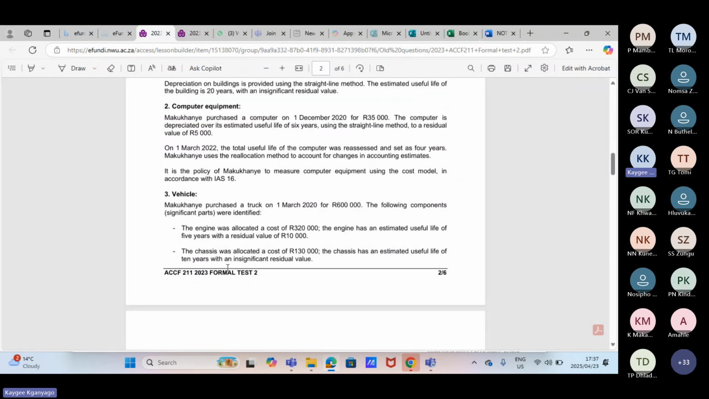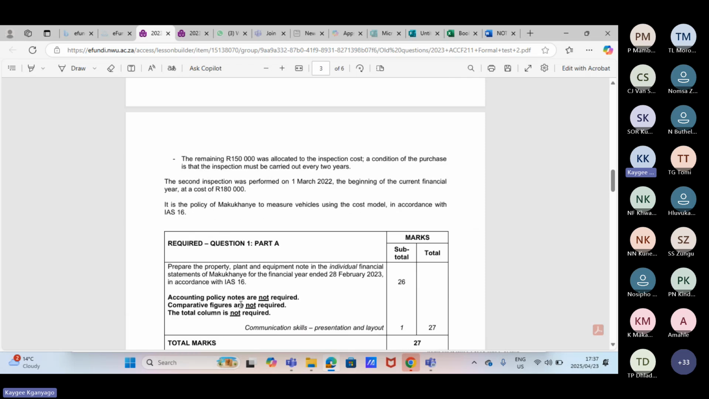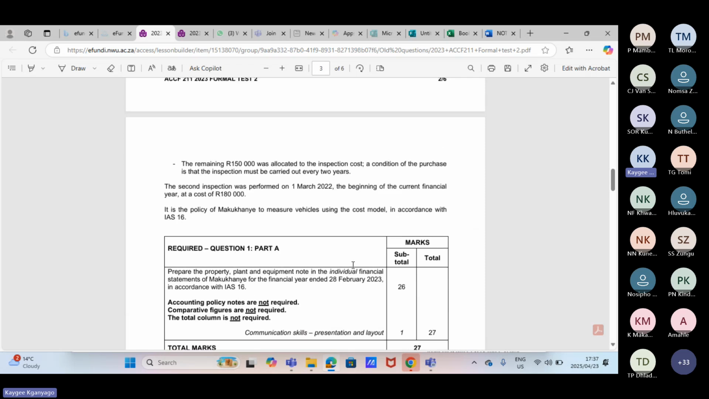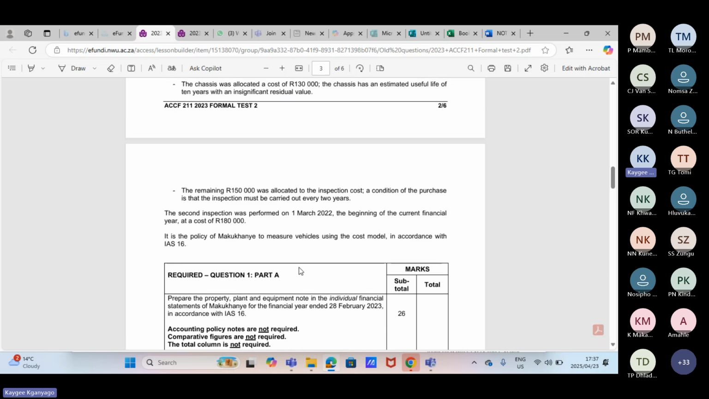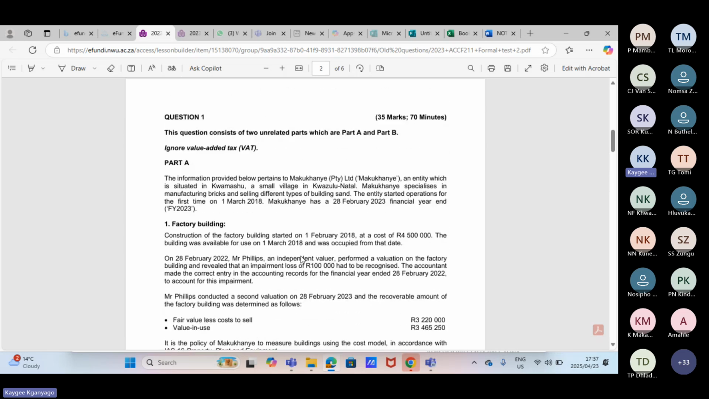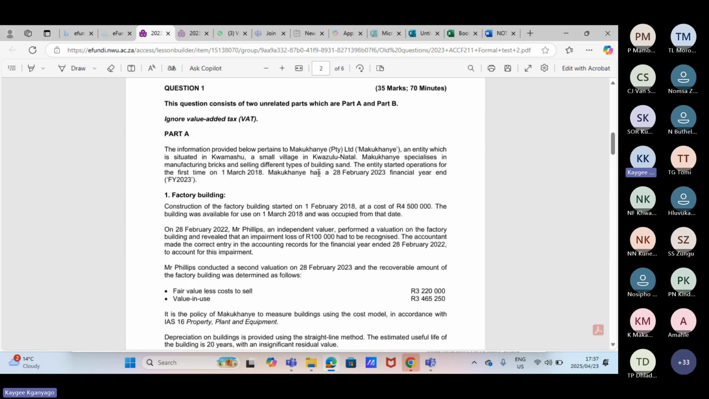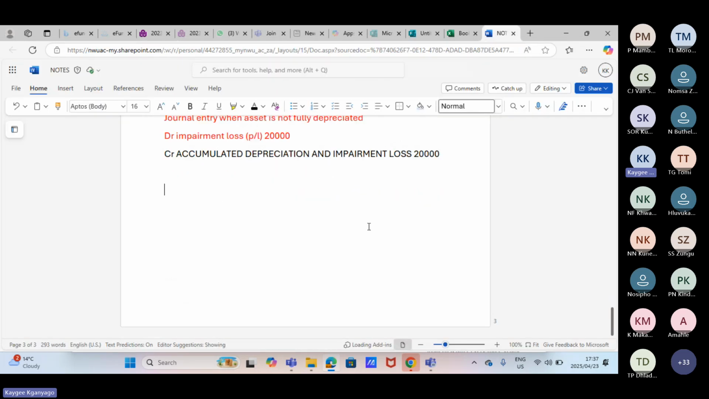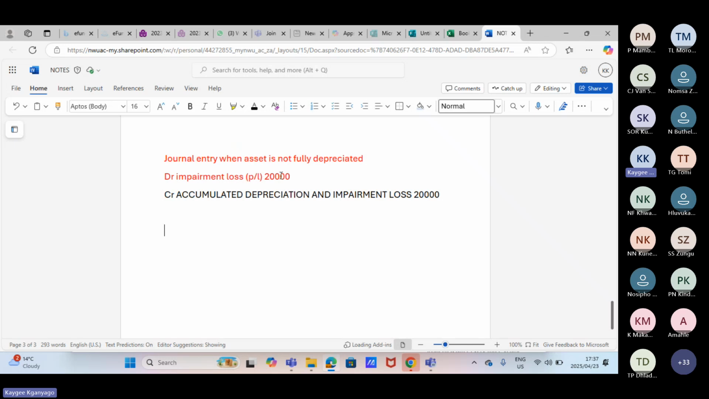Okay, let's see. They said we must prepare the property, plant and equipment, right? I'm sure you guys can do PPE. What I'm concerned about is the journal entries. Remember, when they say prepare the journal entries, they want them in date order. Were you aware of that?